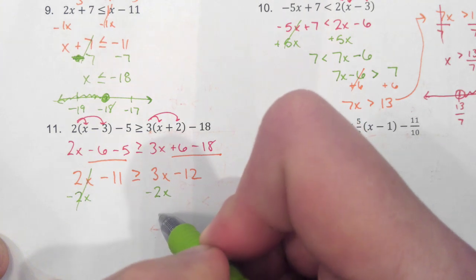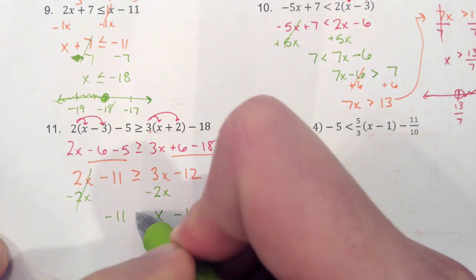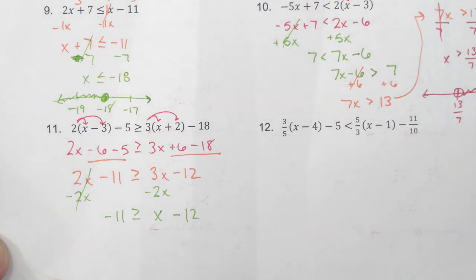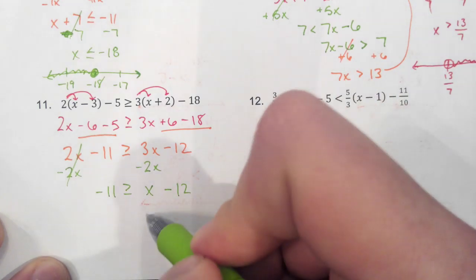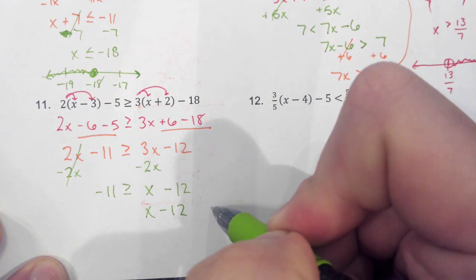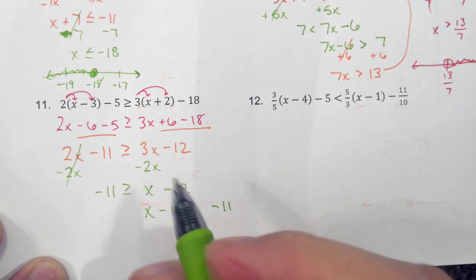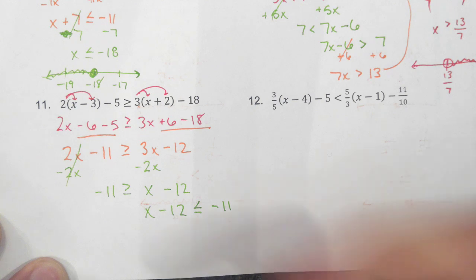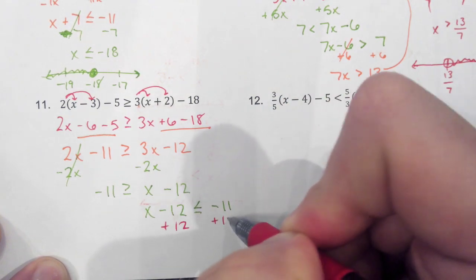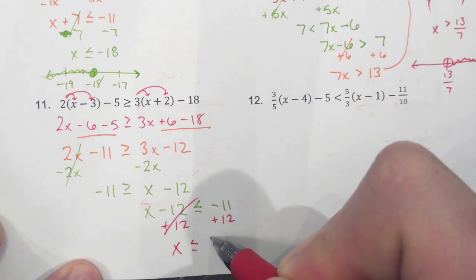3x minus 2x is 1x, also known as just x. I've got the minus 12, I've got the negative 11, I've got the greater than or equal to symbol. Much like the last problem, I like my variable to be on the left side, so I'm going to flip it around and say x minus 12 there, negative 11 on that side. The pointy side needs to face the x minus 12, so the inequality is going to flip around like that. One more thing to get x by itself, we just have to add that 12 to both sides of the equation, and it looks like x is less than or equal to 12 minus 11, 1.